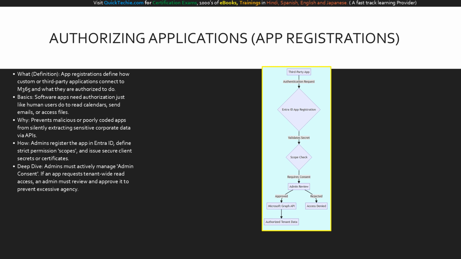Here we see the authorization path for an application. The third-party app attempts to connect via the Entra ID app registration. First, the system validates the app's secret key. Then it moves to the scope check. What is this app asking to do?